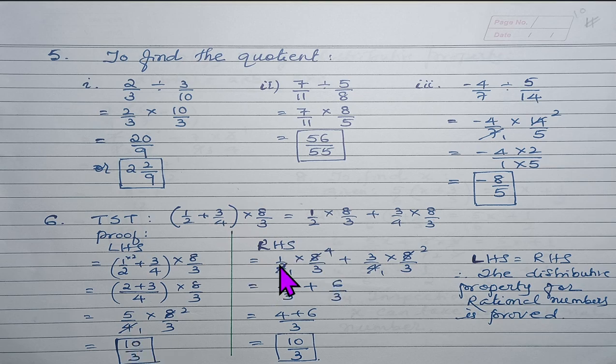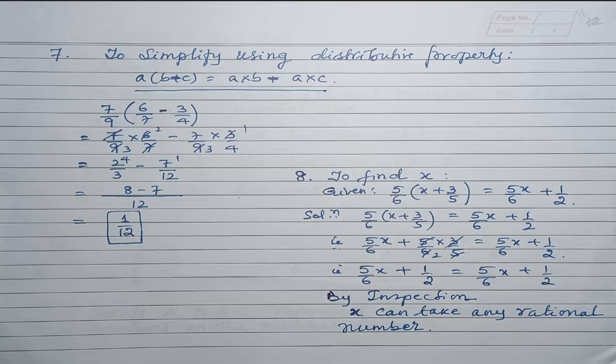Take RHS. Now 1 by 2 into 8 by 3. 2 on the 2, 2 4s are 8, you get 4 by 3, and 3 by 4 into 8 by 3 becomes 4 to the 8, that is 6 by 3. Now the denominator is the same, 3, so take 3, then add 4 plus 6, 10 by 3. You find that LHS is equal to RHS, the values are the same, and therefore that proves the distributive property holds for the set of rational numbers. Remember that the distributive property holds for the set of rational numbers.